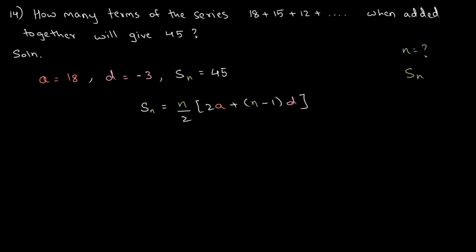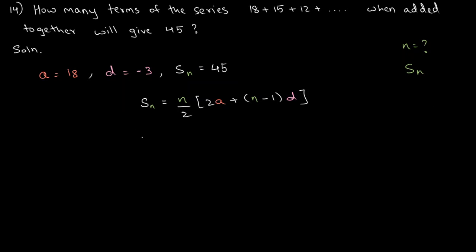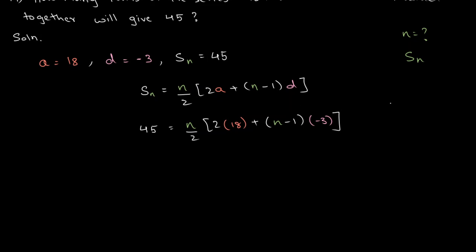So now let's plug in all the values that we know. Sn we know is 45, right? n is unknown, so we'll leave that as it is for now. 2 into a we know is 18, so 2 into 18 plus n minus 1 into d. Again, n is unknown, so we leave that value there itself. And d we know is negative 3, right? So let's plug that in as well. As you guys can see, this is one single equation with one unknown n. If I solve this equation, I should get the value of n. So let's go ahead and do that.